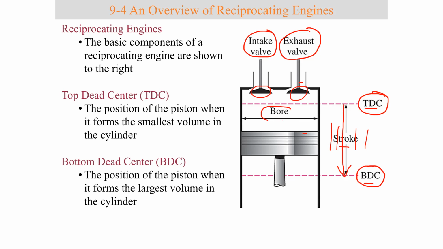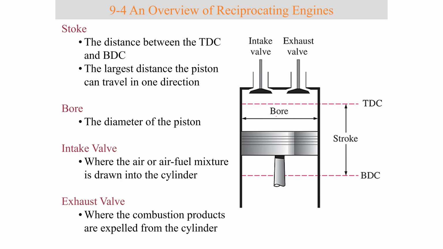The width of the diameter of the cylinder is called the bore. So again, this is just a continuation. The stroke is the distance between the top dead center and bottom dead center, and the bore is the diameter of the piston, or the inner diameter of the cylinder. The intake valve is where the air fuel mixture is drawn into the cylinder, and the exhaust valve is where the combustion products are expelled from the cylinder.